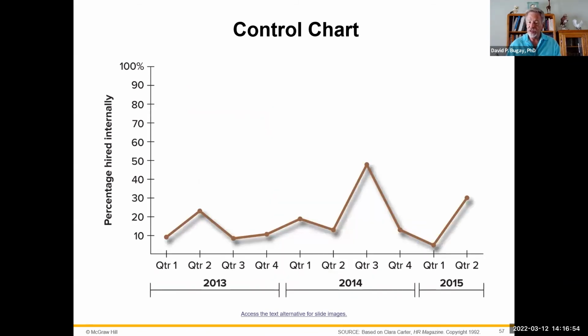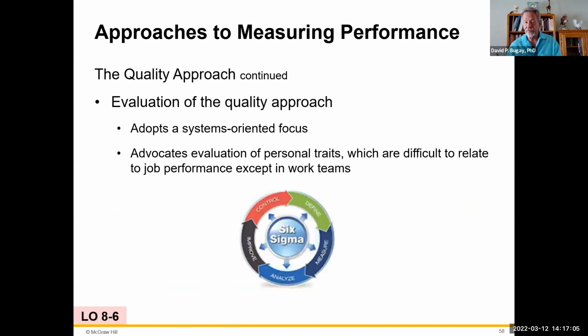This is a control chart. You can see over here that somebody really got on the ball in the 3rd quarter of 2014. Look at the difference they had as to the percentage hired internally. Somebody was paying attention in the process. Quality control should apply to everything. Whenever you have the opportunity to actually quantify performance evaluations and also see if people are being developed to move up in the organization, you should do it.